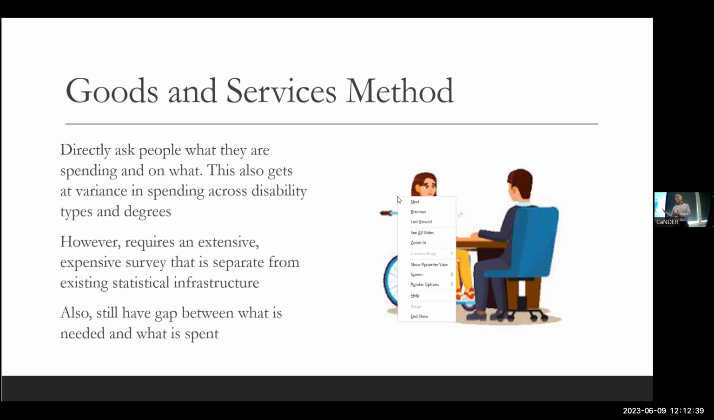So this is difficult, okay, in the sense that you have to have a really big survey, really designed to the country context. I'm not talking about buying chopped vegetables in some countries. In other countries, we are, right? And we still have this difficulty, the gap between what's being spent and what's needed to be spent. Okay, so the goods and services method has a value to it, but there are some drawbacks.